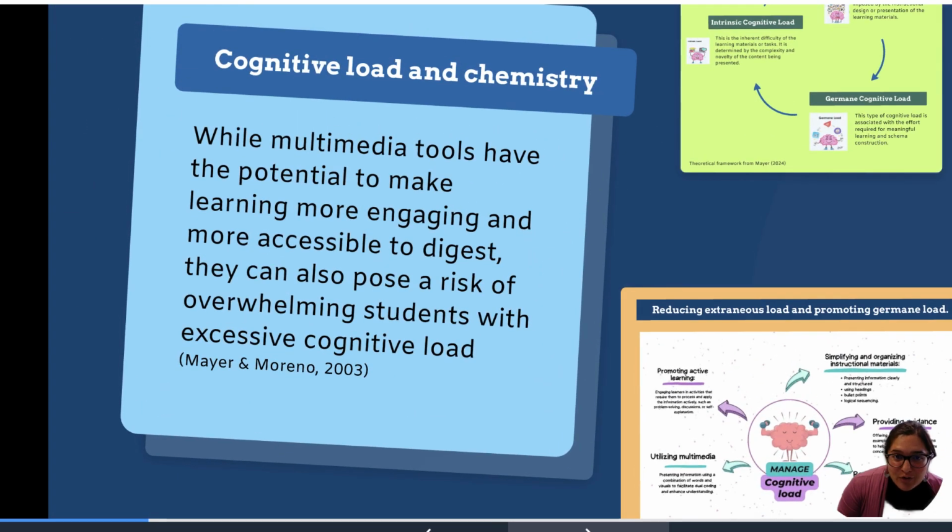So some of the observations that have been made is that while multimedia tools have an infinite potential to help students be engaged, to help learning be more engaging and more accessible to digest, it poses a risk of overwhelming students and causing excessive cognitive load. So this is where multimedia, just for the sake of multimedia, for it to look nice, to feel nice, is not enough. When we're asking students to learn from it, it is important to take a look at the structure and the important elements that can lead to that.